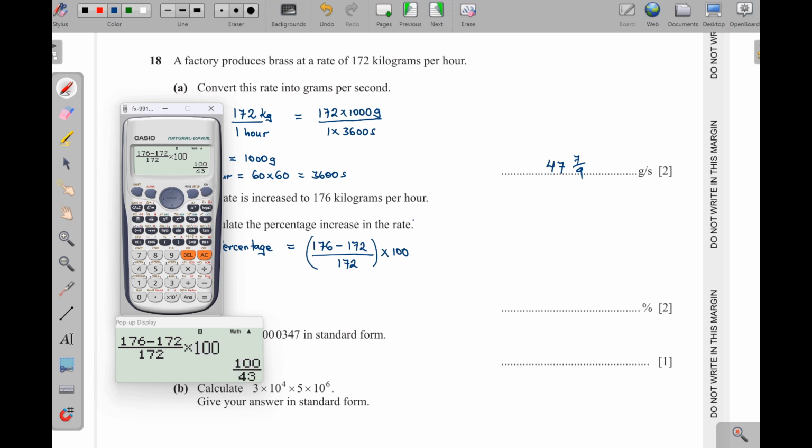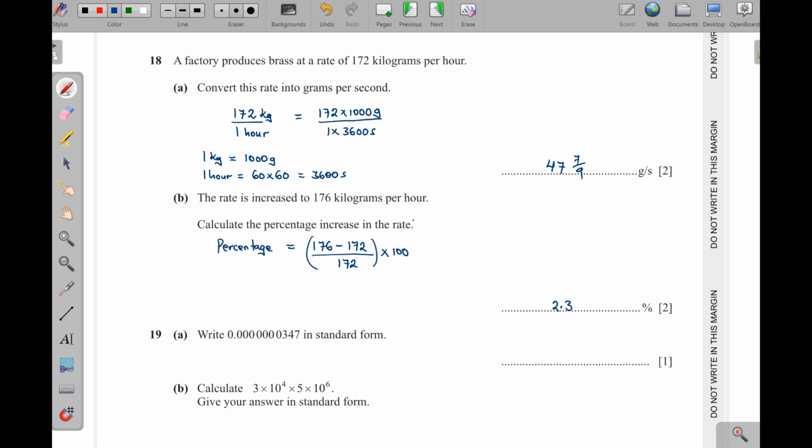We get 100 over 43. Maybe to 3 significant figures we can write 2.33%. 3 significant what? Figures. Okay, then even here to 3 significant figures, I could write 47.8, because remember, this is 7, 7, 7, 7, 7 recurring. You get it?